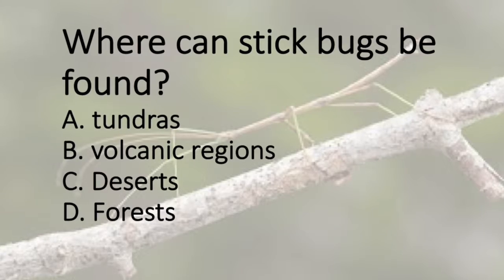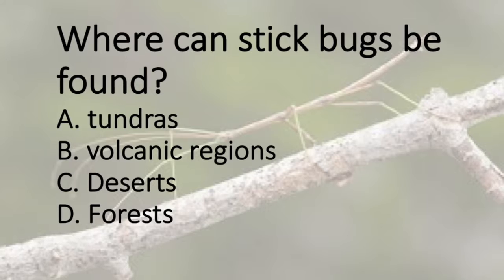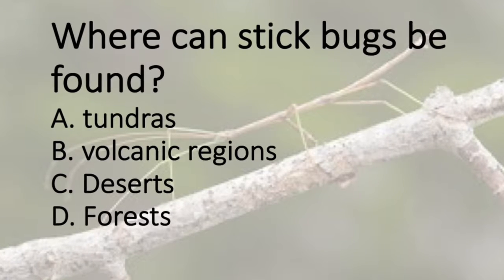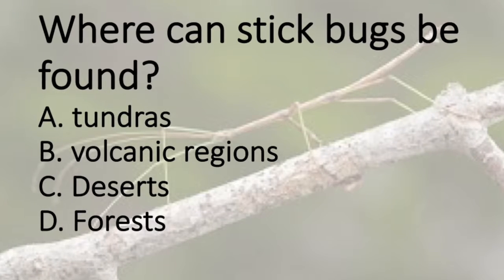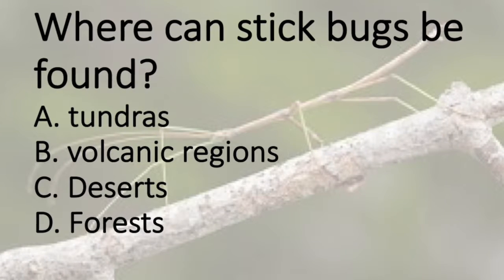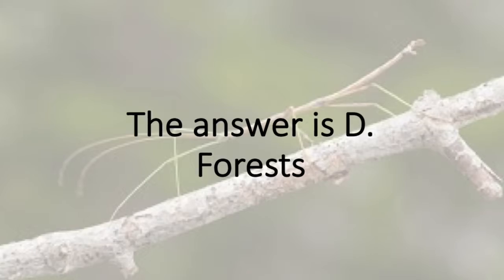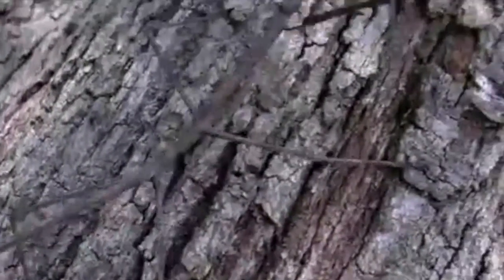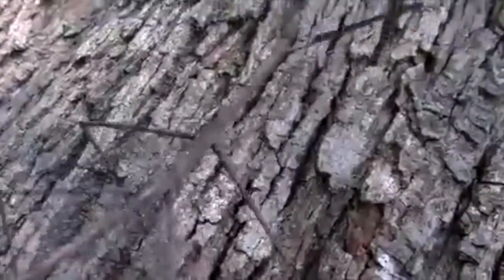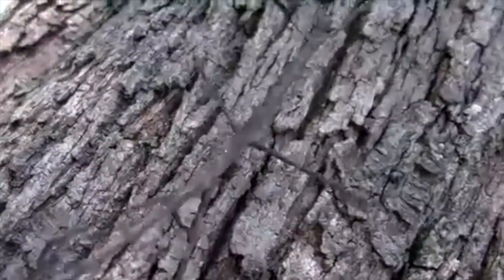So where can stickbugs be found? In A. Tundras, B. Volcanic regions, C. Deserts, or D. Forests? The answer is D. In forests. Although there are stickbugs that live on grasslands, stickbugs prefer and thrive in woodlands, where they can feed on the leaves of trees.